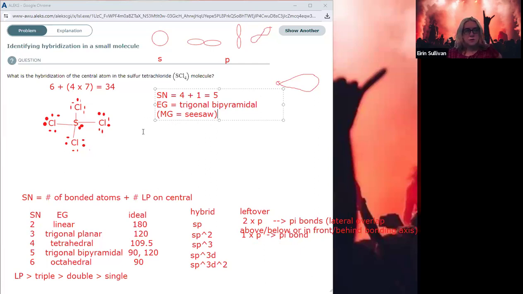Hybridization comes straight from your steric number. Your steric number is 5, so it has to be sp3d. And if you're not sure, add them together: 1 plus 3 plus 1 is 5, which matches my steric number. So the most foolproof way to determine hybridization is to take it straight from the steric number, making sure you're not forgetting to count lone pairs on the central atom, because they need a place to live too.